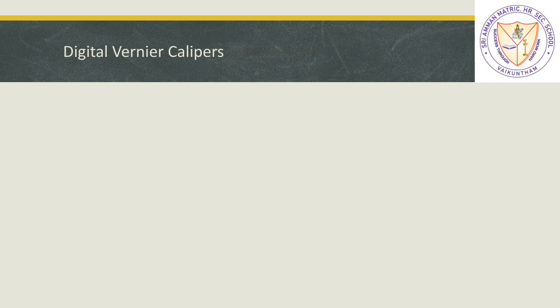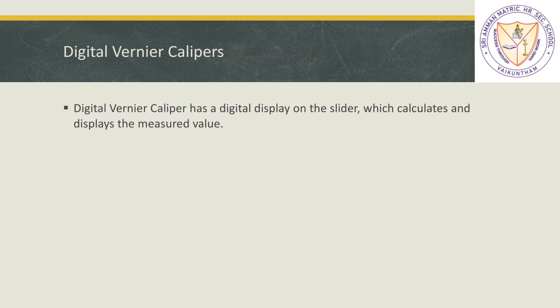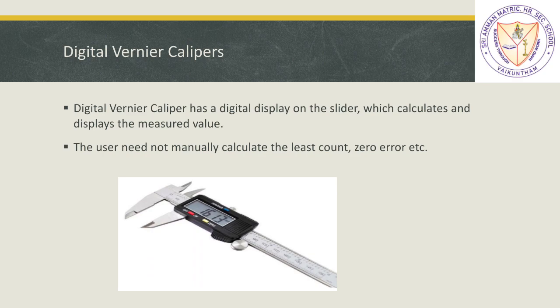Nowadays digital vernier calipers are available, which have a digital display on the slider, which calculates and displays the measured value. You need not do this whole calculation. It will just calculate and tell you everything. The user need not manually calculate the least count and the zero error, etc. So you can see the slide.